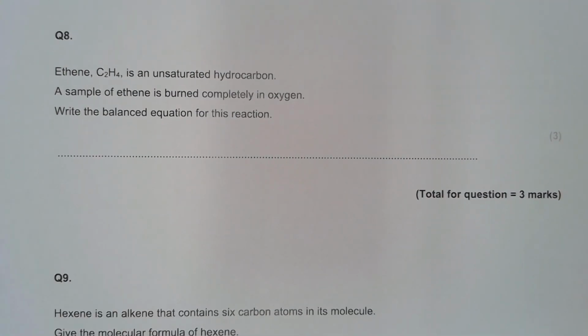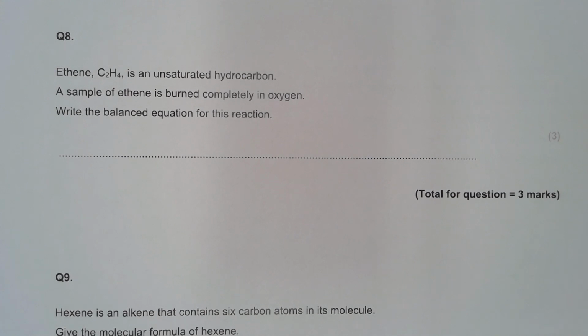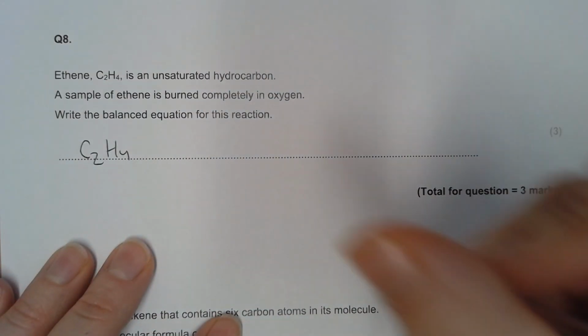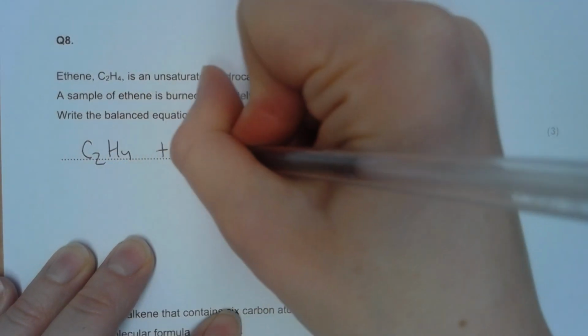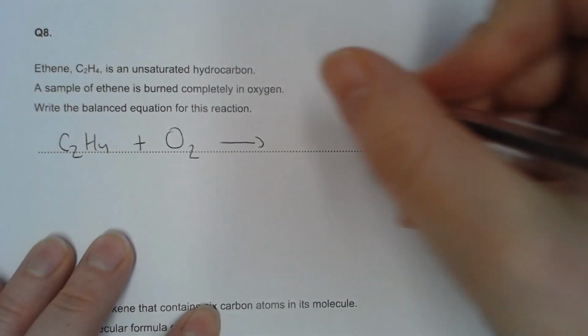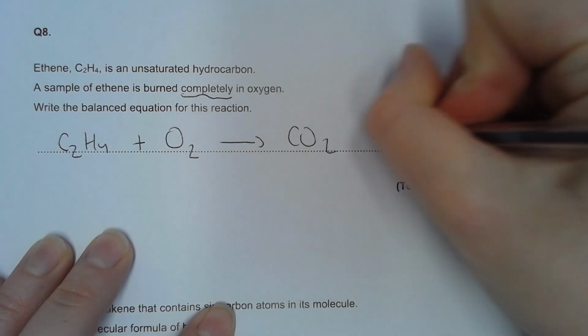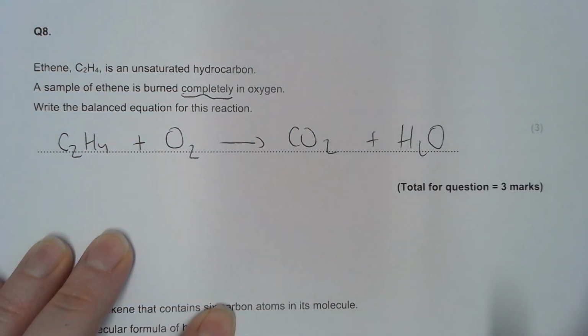The next few questions are on hydrocarbons, so you would have done this in CC16, nothing is new here. You've got a sample of ethene, they tell you is C2H4. You are going to burn it completely in oxygen, so it's a combustion reaction. Because you're burning it completely, it's going to be complete combustion. Your products are CO2 and H2O. You then need to balance it.